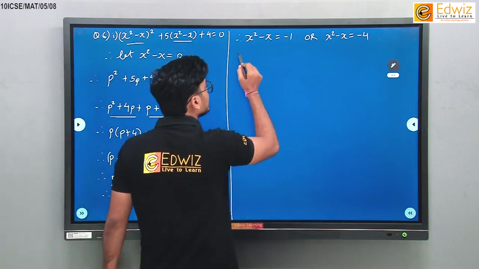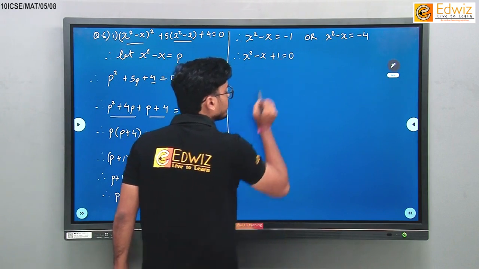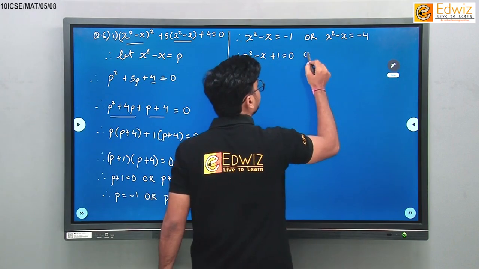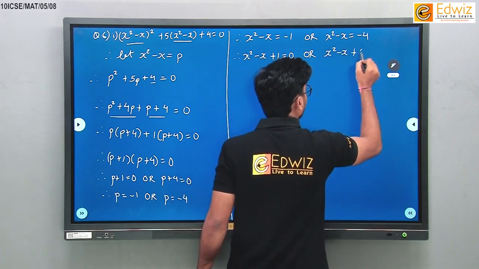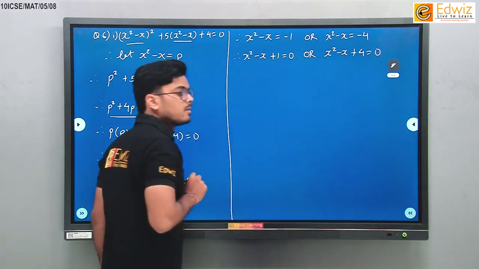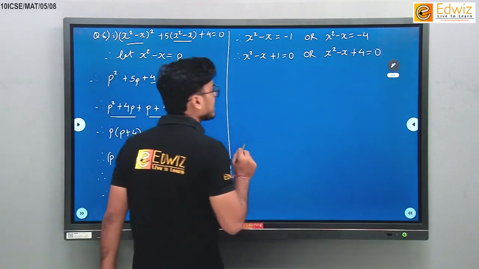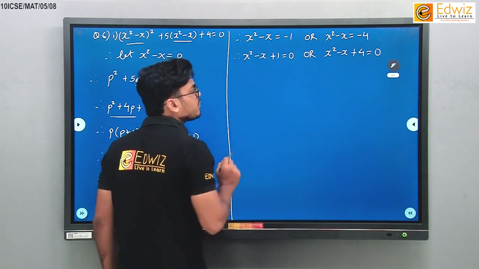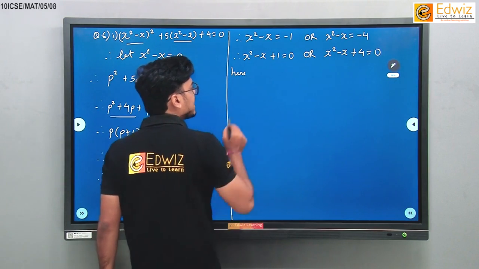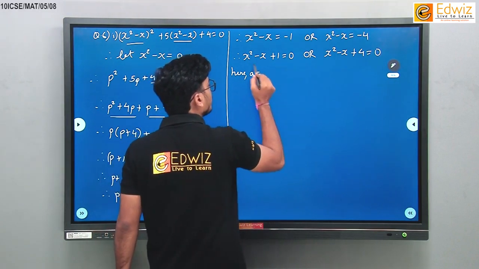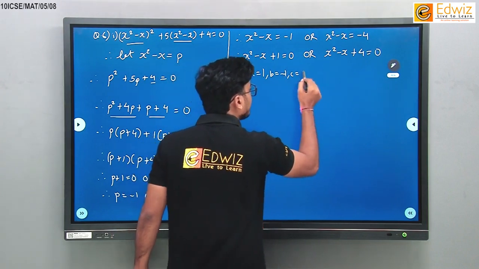If I take minus 1 on this side, it will be x square minus x plus 1 equal to 0. Or in this case x square minus x plus 4 equal to 0. In both the cases, to check whether we can find the solution, what will we do? We will solve b square minus 4ac, here also and here also. So here if you compare with the standard form, a is equal to 1, b is equal to minus 1, c is equal to again 1.